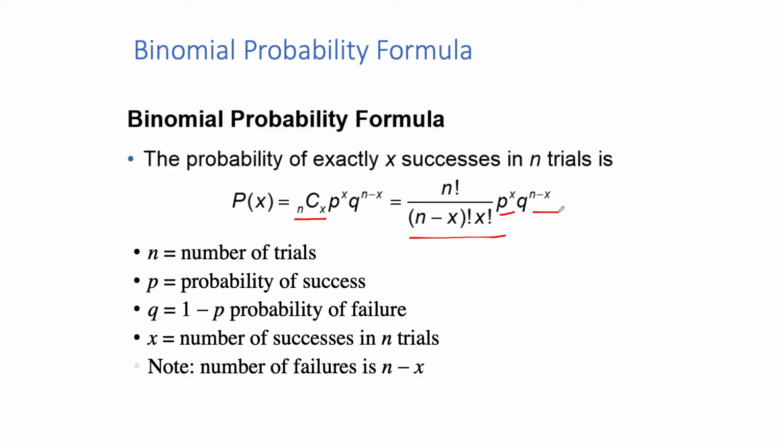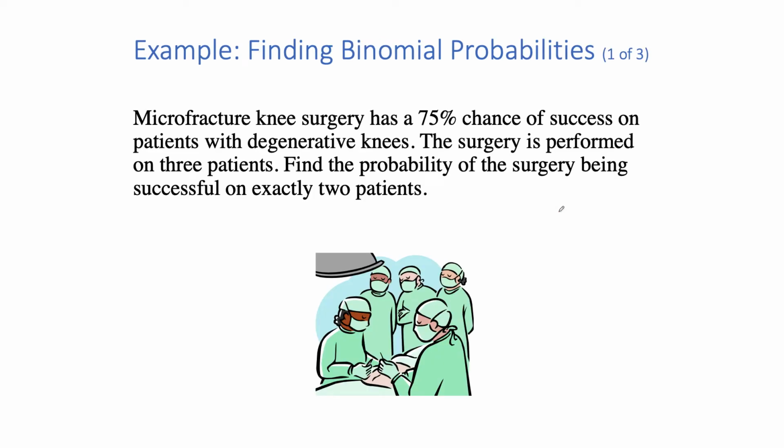So let's take a couple of examples to see how to apply this in real situations. We're faced with a situation where microfracture knee surgery has a 75% chance of success. So the probability of success is given to be 75%. We know what p is here. p is 0.75. If you know p, you know q. q is 0.25. The surgery is performed on 3 patients, so 3 trials are conducted, so n is 3. Find the probability of the surgery being successful on exactly 2 patients. The number of successful trials is 2. X here is basically 2.